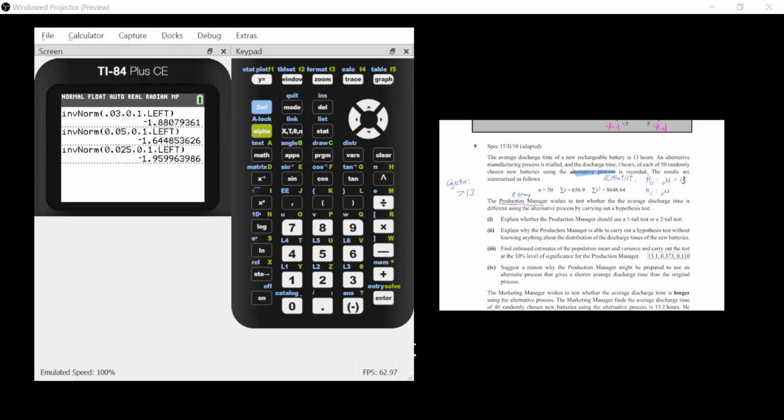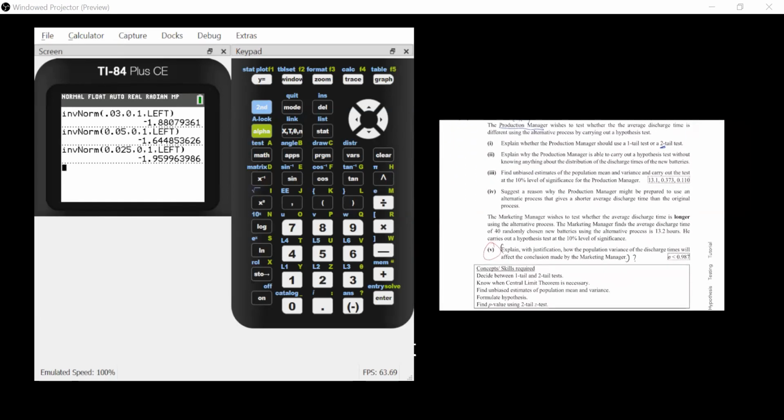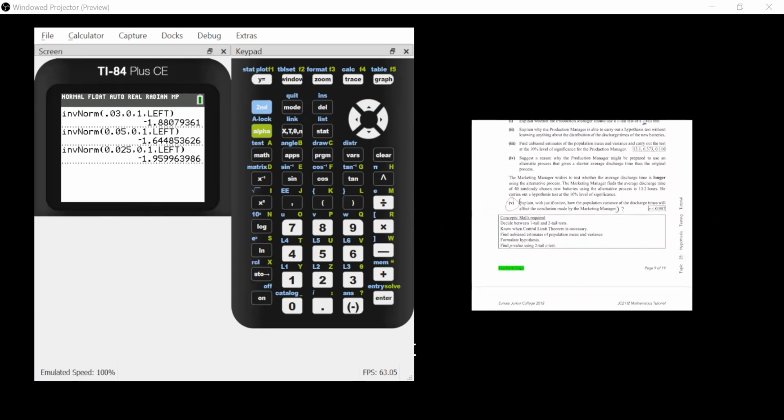Okay, sorry. Maybe I'm thinking a bit too much. This scientist is not actually there. It's just different, so it should be not equal to 13. Two-tailed test. Okay, yes, you're correct. Sorry. This is right. Should be a two-tailed test.